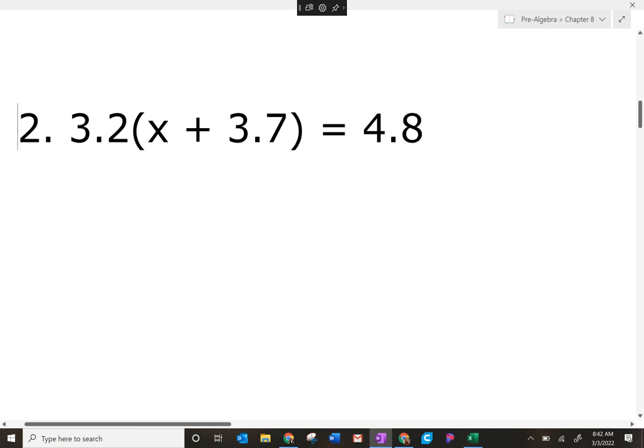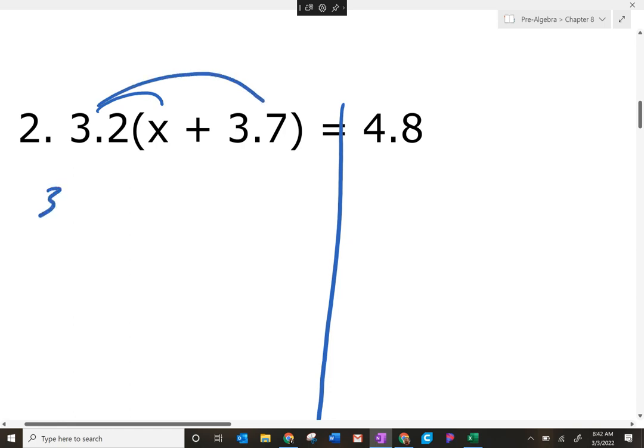Somebody talk me through what's the very first thing we're going to do? Okay, we're going to make that line. I like it. Noah, what was your next thought? Distribute. So what 2 things am I going to distribute this 3.2 to? X and 3.7. Awesome. Distribute it to both. 3.2 times x is 3.2x. And then it's a positive times a positive, so it'll be plus. What is 3.2 times 3.7? 11.84. Okay, and then I get to bring down that 4.8.